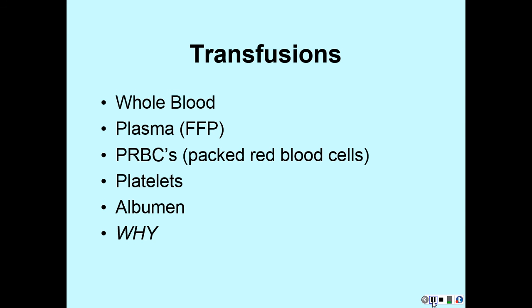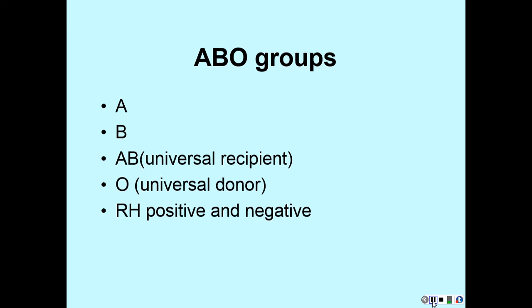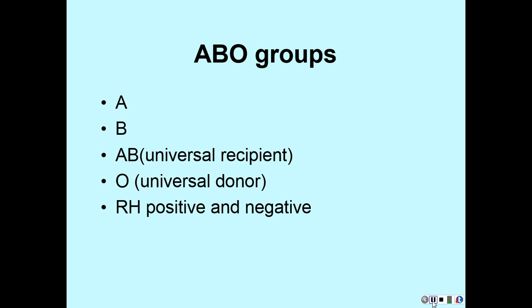Think back to your anatomy and physiology. Remember the blood groups? A, B, O. You've got your Rh positives and your Rh negatives. Remember, bring that stuff back to your mind. Universal recipient is AB, right? Remember that? And the universal donor is O. You know what blood type you are? Good.